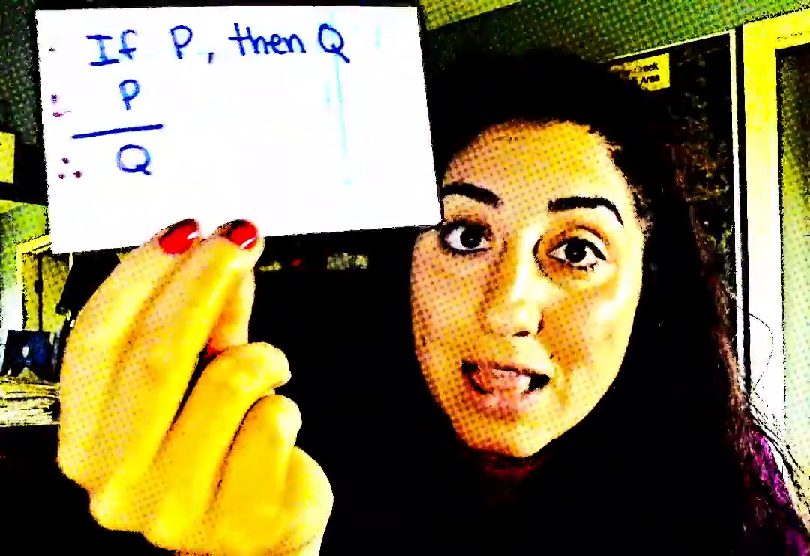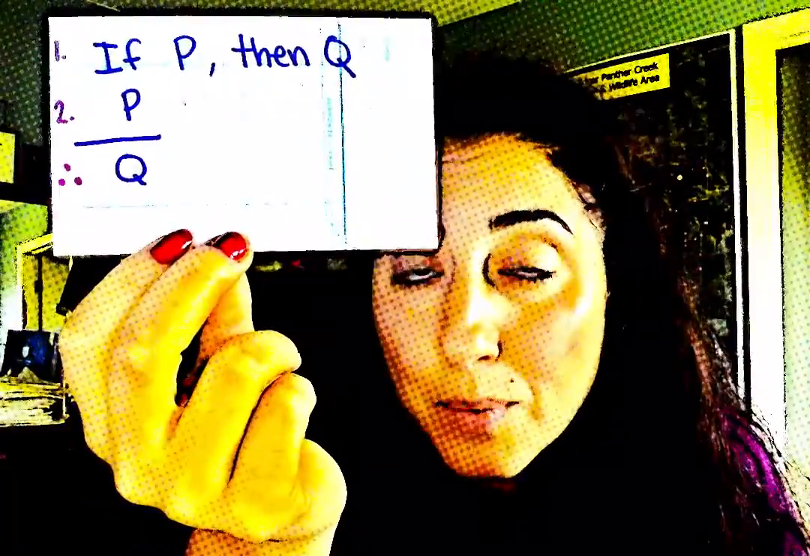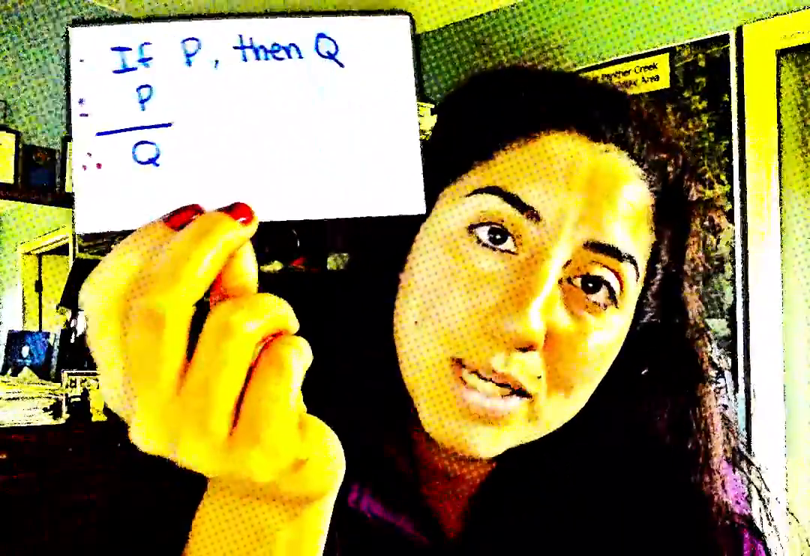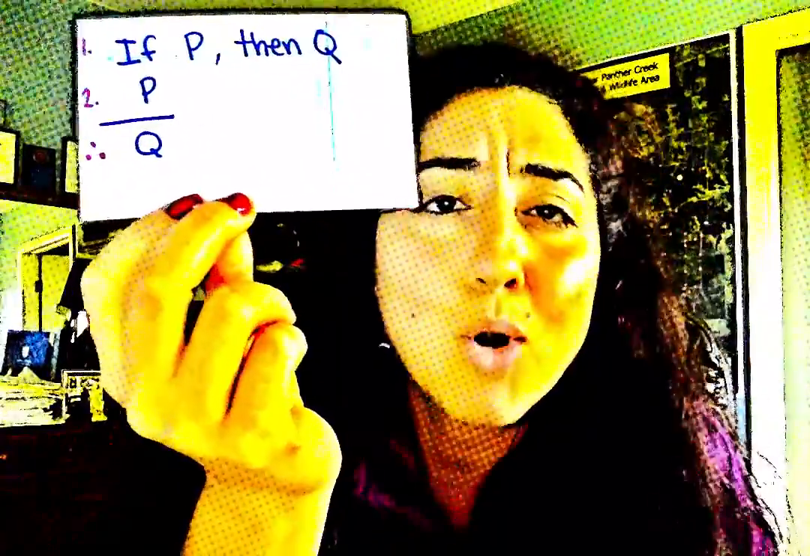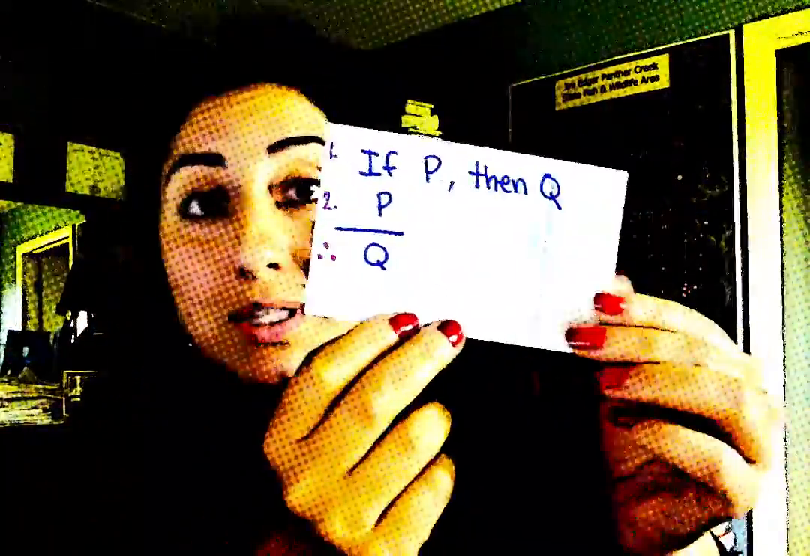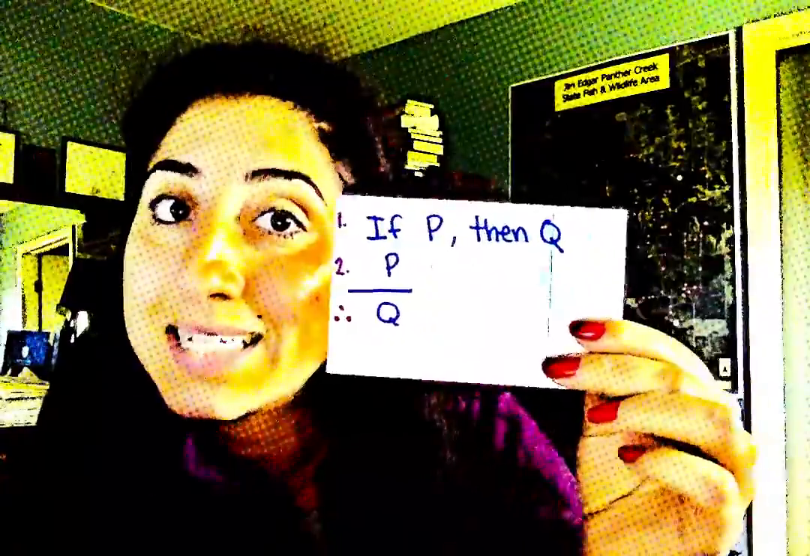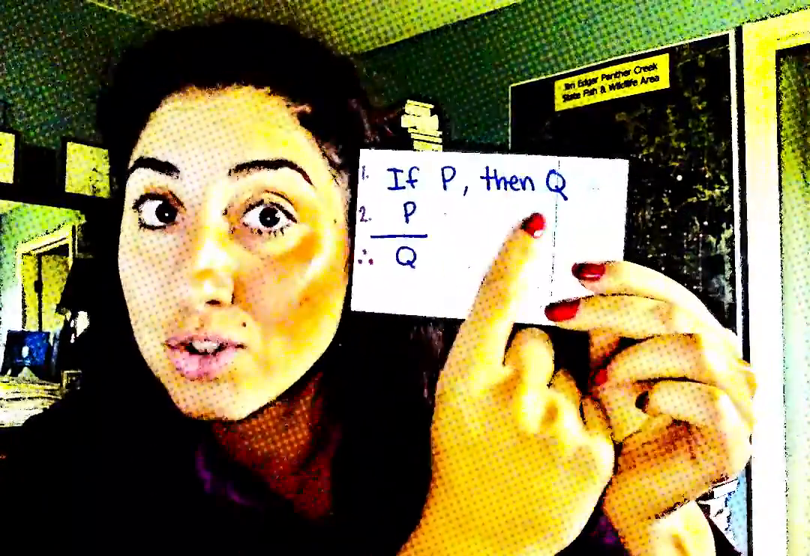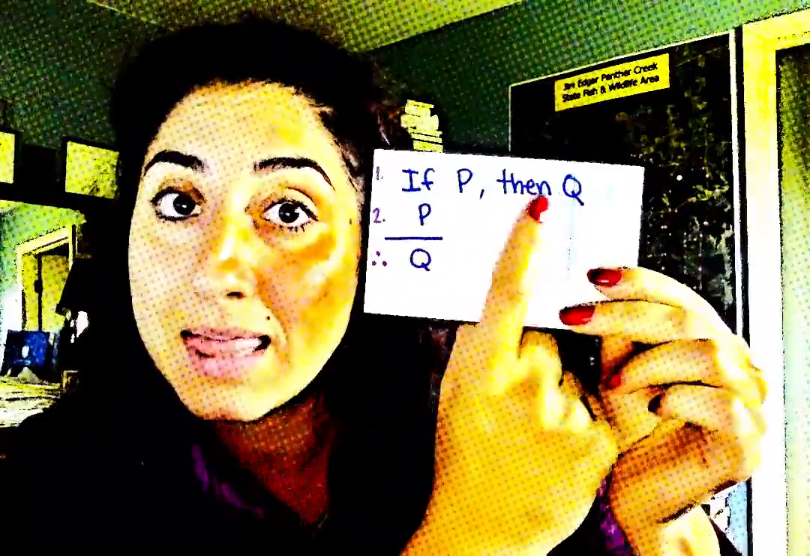Here is a logical, symbolic representation of an argument. This is called modus ponens, the mode of putting, where you put the antecedent and you get the consequent. So premise 1 here is a conditional statement: if P, then Q. How about an example?